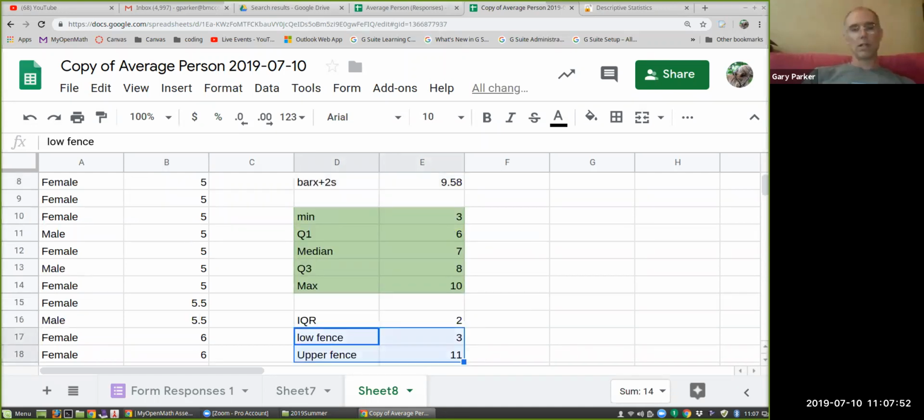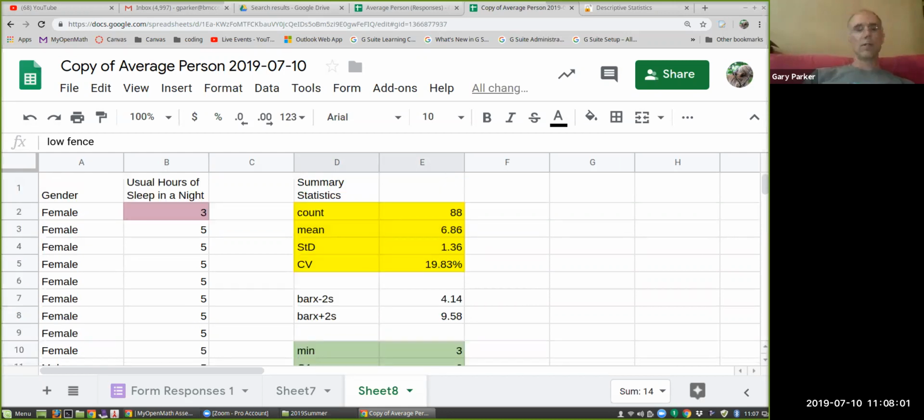And then it's more of a qualitative thing that we have to look into with the data if we wanted to investigate further. So that's it for now for outliers.